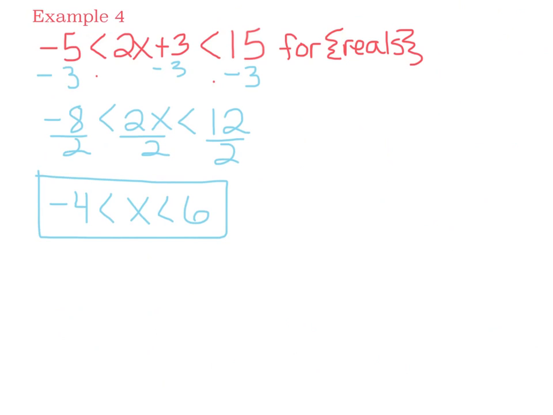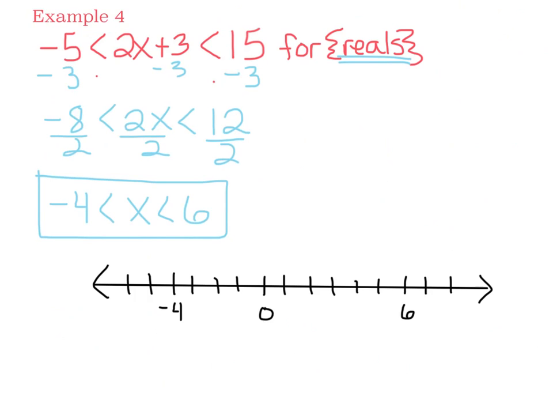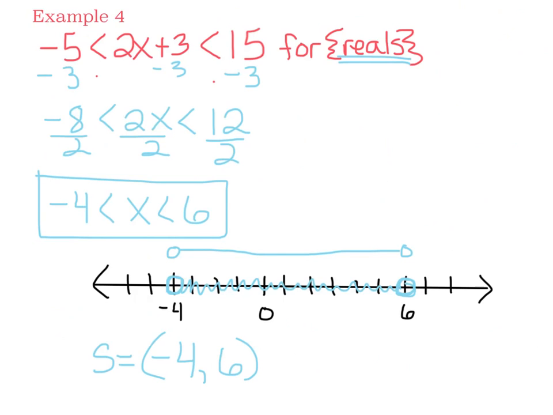On the number line, we're going to graph everything between -4 and 6, and since it's for reals, it'll be everything in between. At the -4, it's less than but not equal to, so I'm going to put an open circle. At the 6, I'm also going to put an open circle. And then x is everything in between. So we can just shade everything in between, or you can draw it up above like that. Either way is fine. When you write your solution, you're going to say the solution is the lowest value is -4, the highest value is 6, and since we don't touch either of those, it's soft brackets.